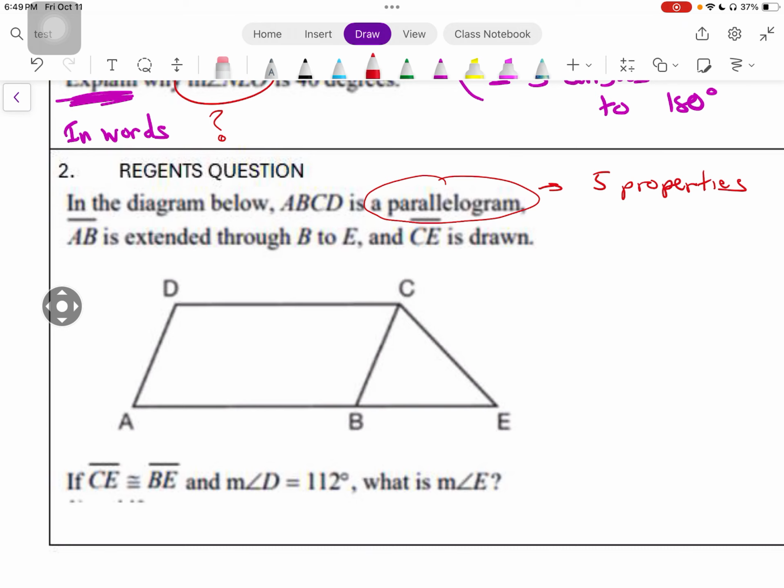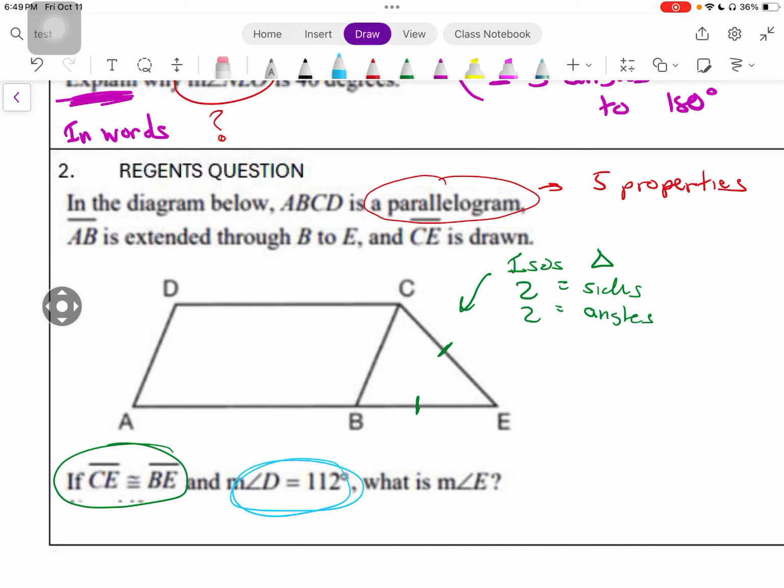So we keep reading here, and then we get CE is congruent to BE. Now again, when I see these 2 lines being congruent, this tells me here that I have an isosceles triangle, which means 2 equal sides and 2 equal angles. That's going to help us out. So the first thing, label what they give us, 112. Now, what property am I going to use first?